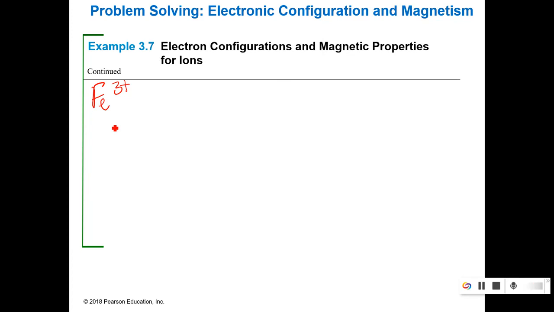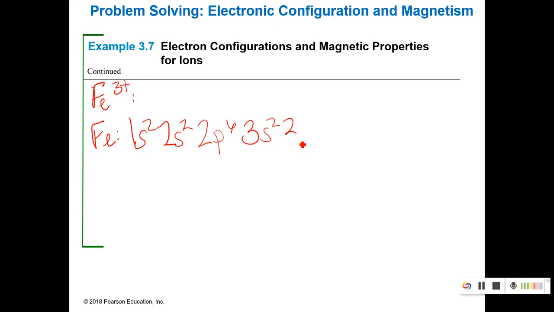Okay, so it wants iron 3+, but because iron is a transition metal, I want to do normal iron first. So normal iron, 1s2, 2s2, 2p6, 3s2, 3p6, 4s2, 3d5. Okay, remember when you've got transition metals, they're going to lose valence electrons first. Really, they lose all valence electrons first. Every element does.